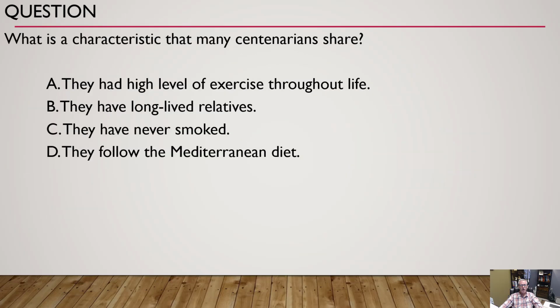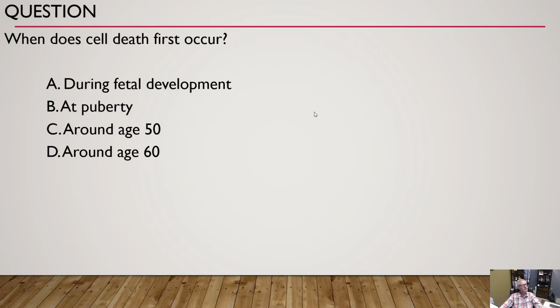All right. What is a characteristic that many centenarians share? So a centenarian basically is a person that lives to be 100 years or older. This one, unless you read the textbook, you're not going to know. So basically, they've never smoked. So a characteristic among many people that live to be more than 100, they've never smoked. When does cell death first occur?